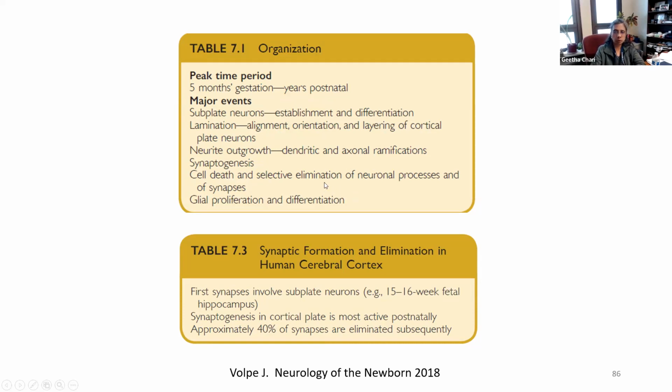And that is important in order for proper development to occur. In addition to that, you also have the glial proliferation and differentiation, which occurs. So when I was telling you about the synapses, the first synapses usually develop in the subplate neurons, and then the synaptogenesis in the cortical plate is most active in the postnatal period. Remember that approximately 40% of the synapses are subsequently eliminated. If you do not eliminate these synapses, they can result in certain disorders.